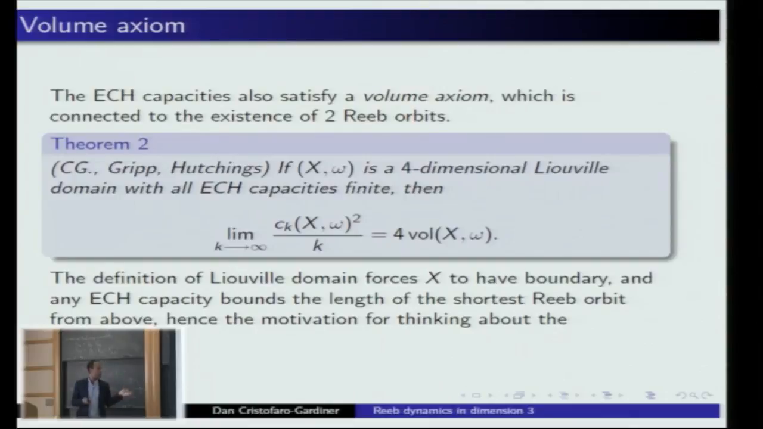I mean, if you knew that it was, say, monotonically increasing, then that would give you what you want, more or less. But even still, we know that there's some relationship between these capacities and the volume. So it's interesting to think about whether the short Reeb orbit sees this.